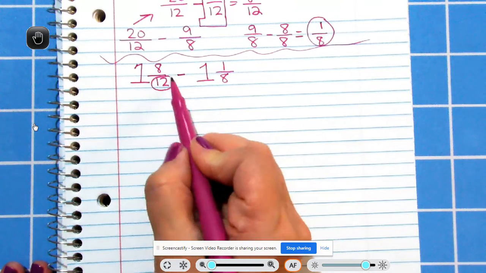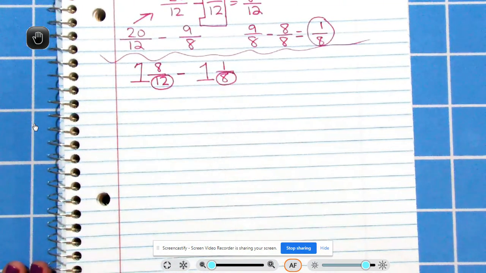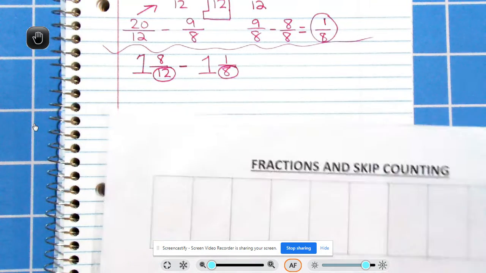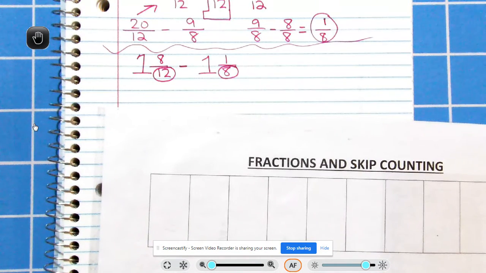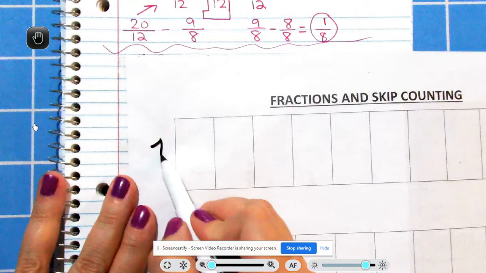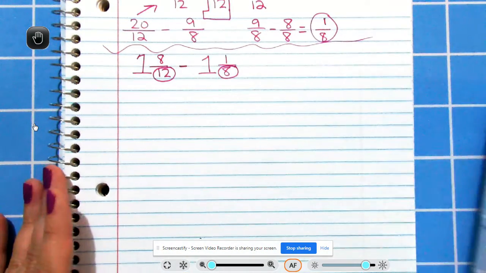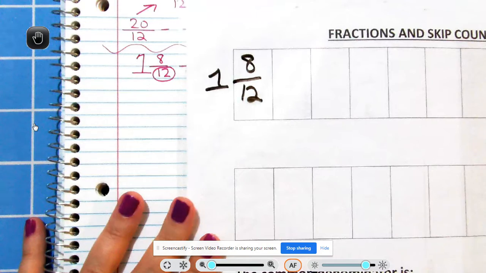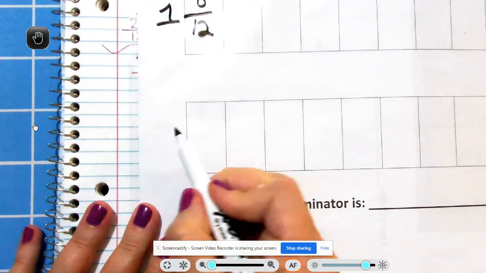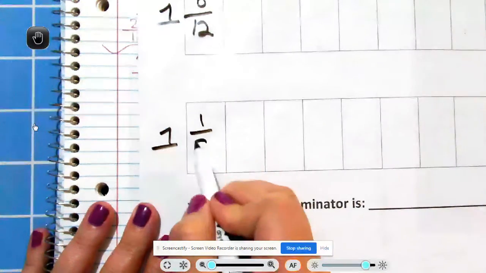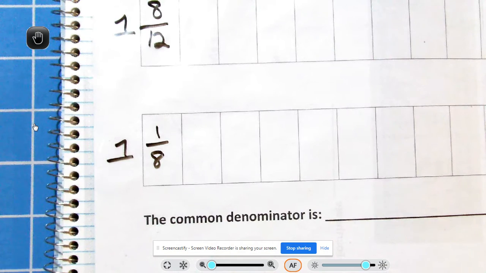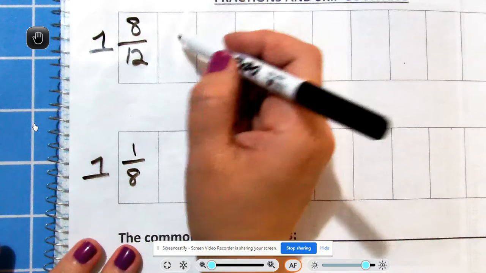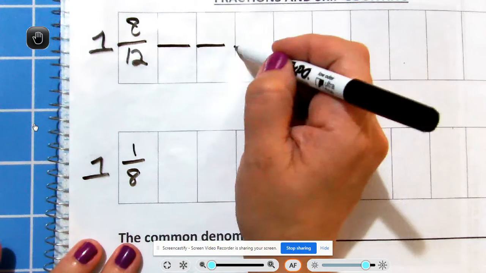Do your denominators like each other? No, they do not. So now we have to find a common denominator. So we have 1 and 8/12. And then we have 1 and 1/8. 12 is not a factor for 8. 8 is not a factor for 12. So we're going to be changing both of the denominators.